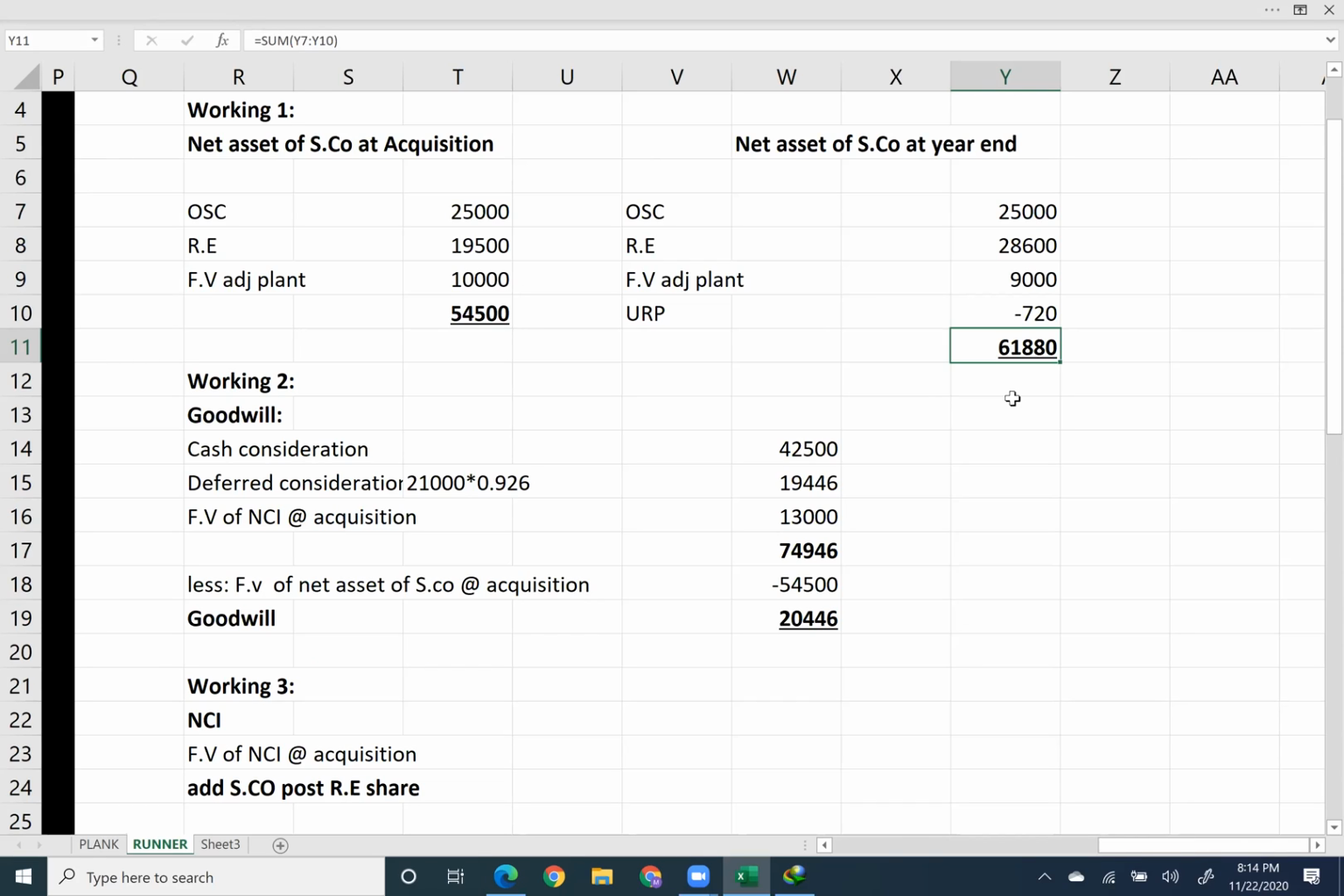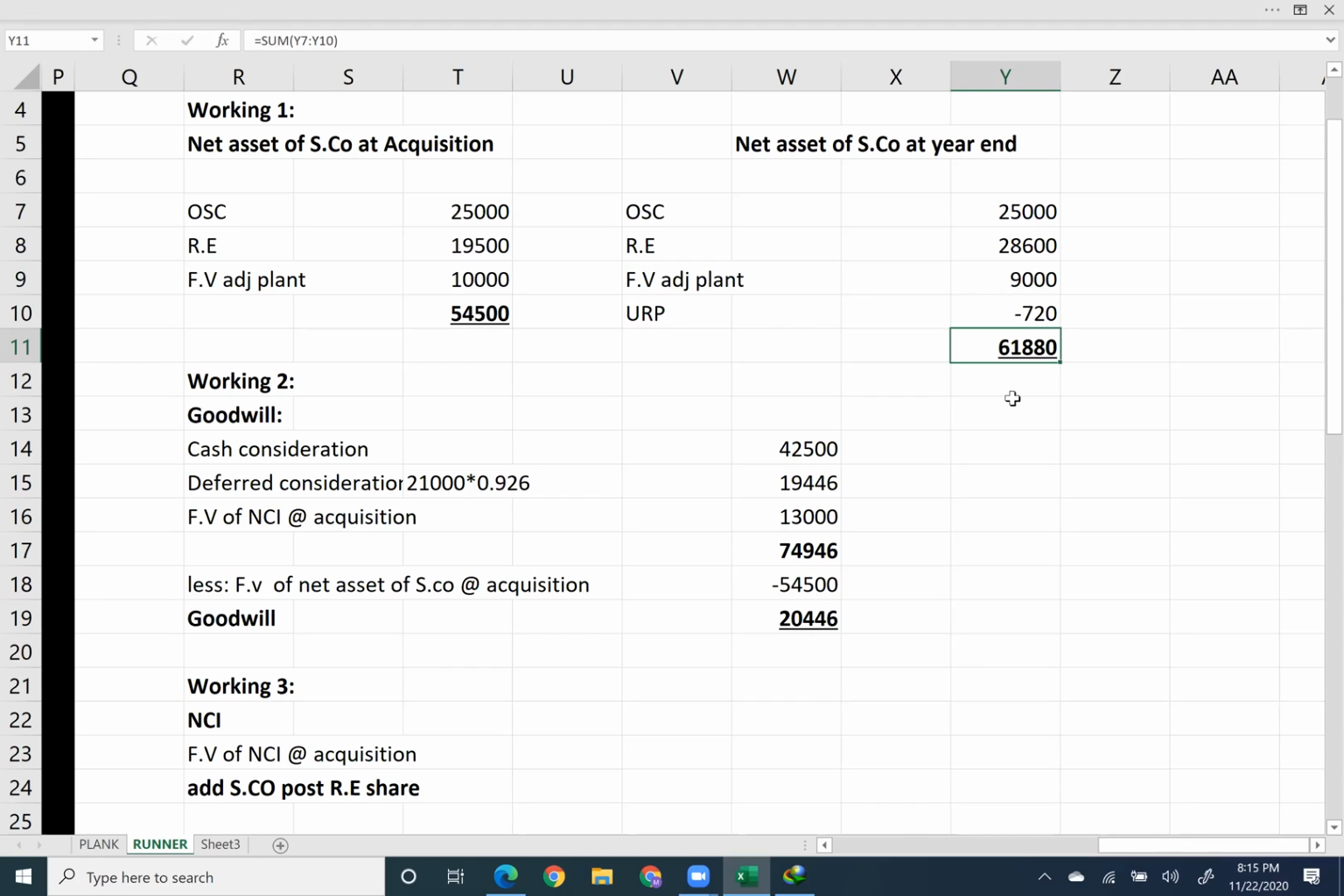Unwinding of discount will be directly deducted from consolidated retained earning. One student is asking, unwinding of discount belongs to P company. Unwinding of discount is the expense of P company, so it will be directly deducted from consolidated reserve. It will not be deducted from S company's net assets. Okay, be careful.